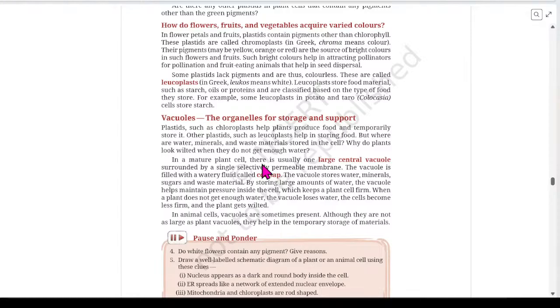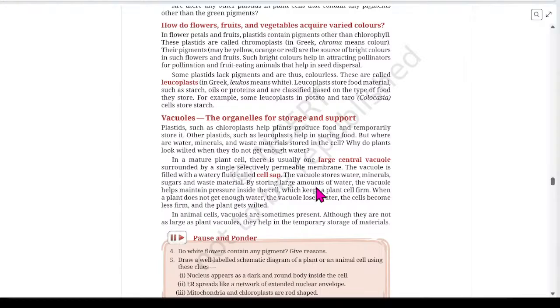In a mature plant cell, there is usually one large central vacuole surrounded by a single selectively permeable membrane. The vacuole is filled with a watery fluid which is known as cell sap. The vacuole stores the water and the minerals, sugars and the waste material.